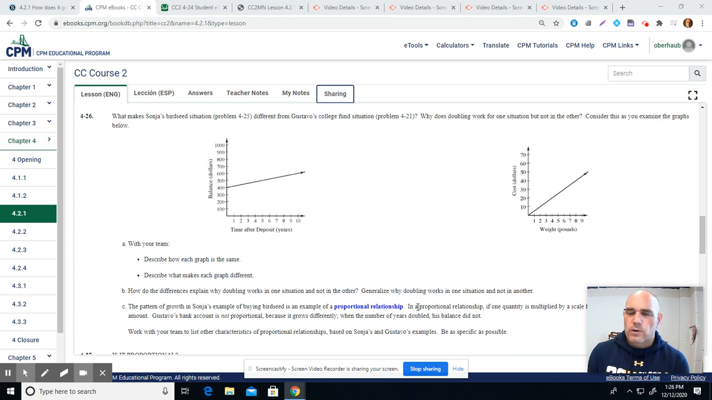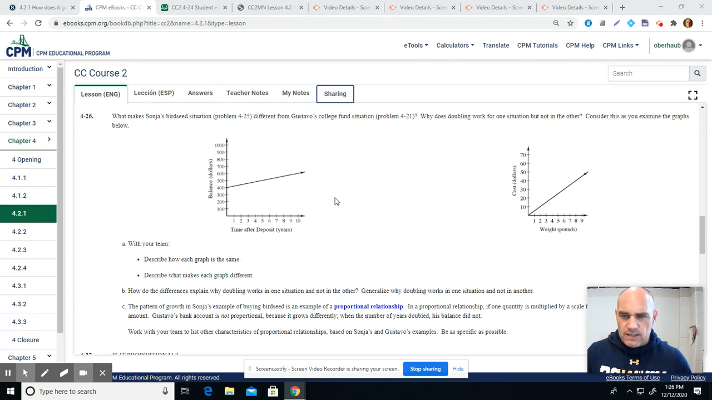Right, last question, 26. What makes Sanjo's birdseed situation that we just talked about in 25 different from Gustavo's college fund situation? Why does doubling work for one situation but not the other? Consider this as you examine the two graphs.